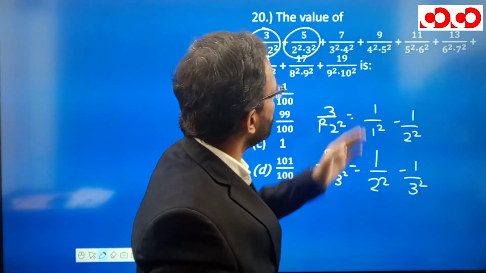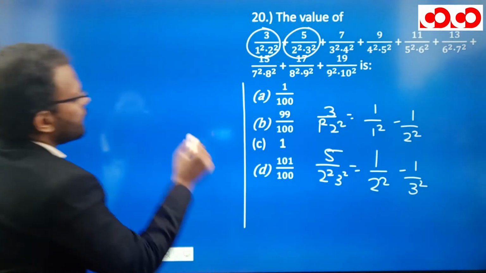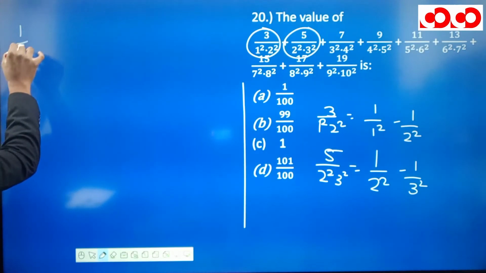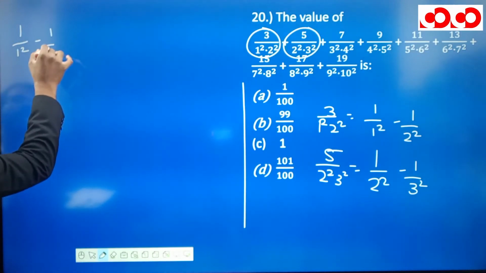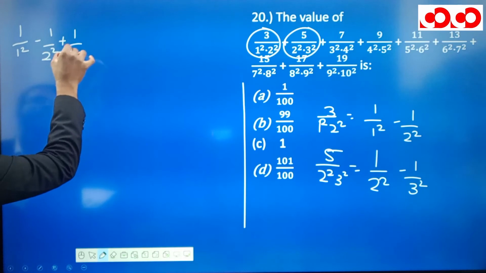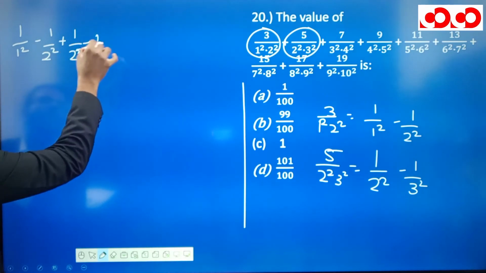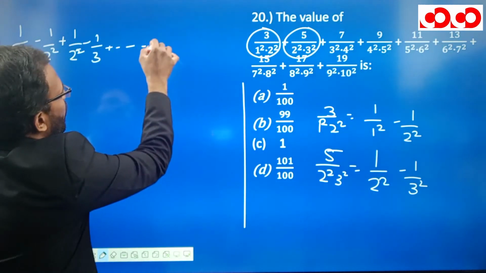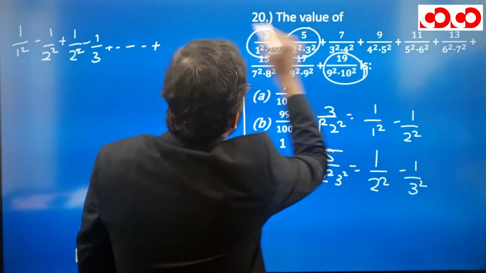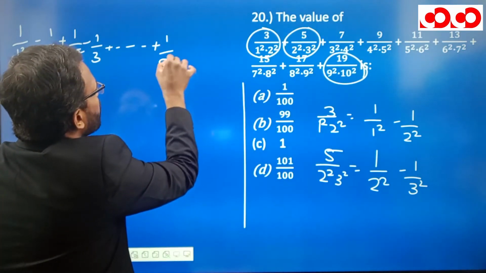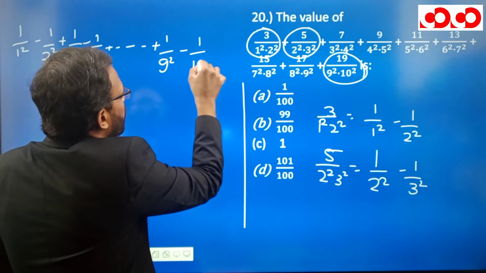So all these terms can be broken and written like this. 1 by 1 square minus 1 by 2 square. The next term will be 1 by 2 square minus 1 by 3 square and so on. The last term will be this one, which will be 1 by 9 square minus 1 by 10 square.